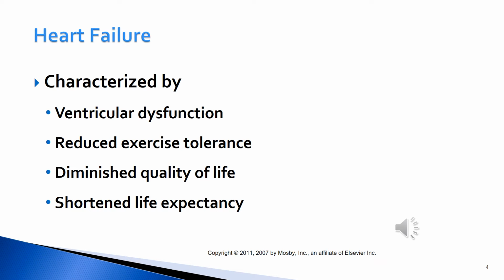I hope that makes sense, that these characteristics of heart failure should not be very surprising for a patient if you think about the concept of the heart and what's not happening for the patient.